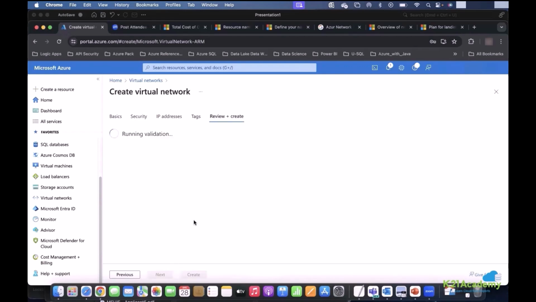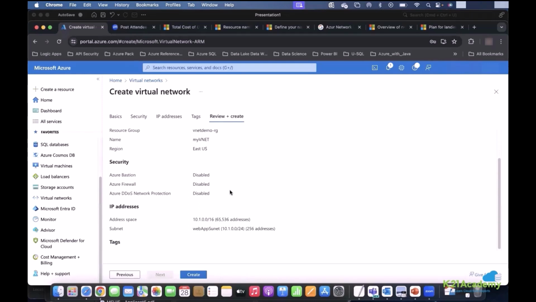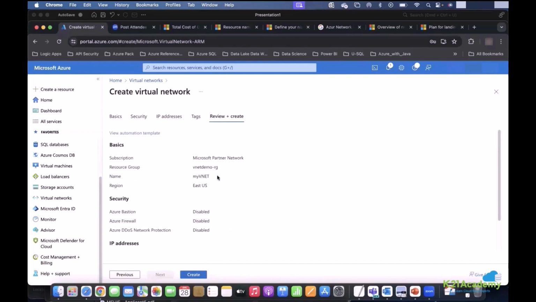And last but not least is review and create. Whenever we are planning to provision any resource in the Azure environment, review and create is basically a validation stage. It will show you all the configuration you have done, you review it once, and after that you can simply go ahead with creation of this particular service. So review and create is a process of validation plus review of configuration, okay?